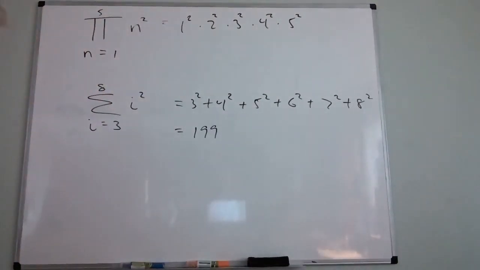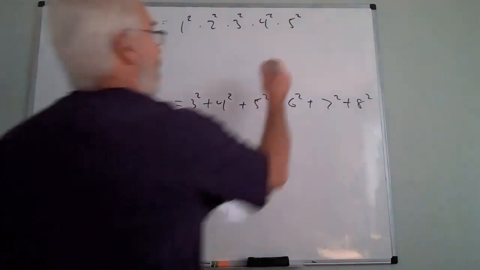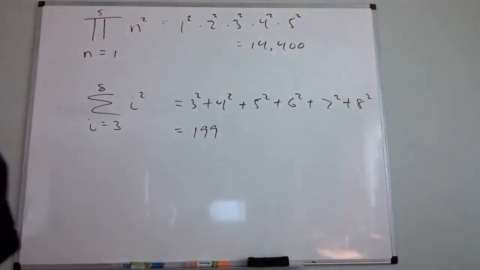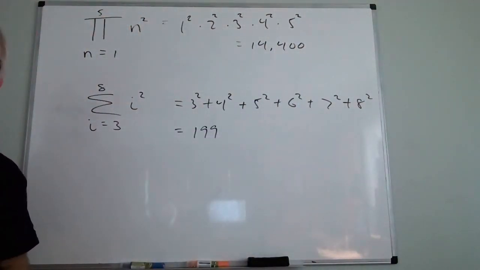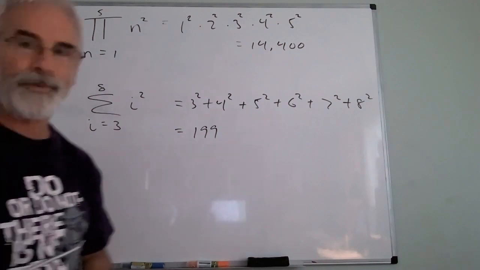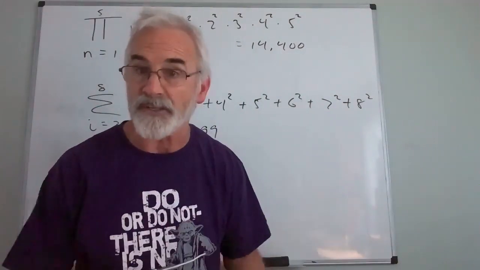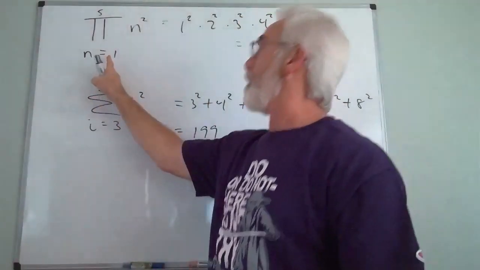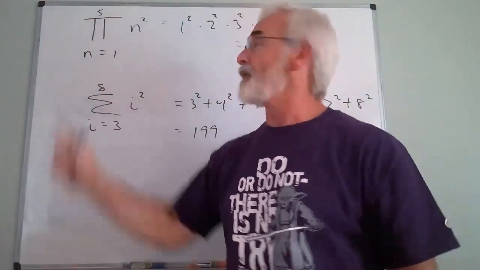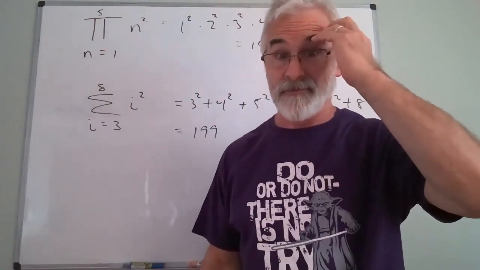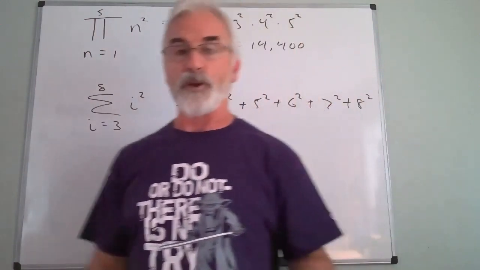So if I want to do that, that's going to be 14,400. So the capital pi's grow a little faster than the capital sigma's. When you see a capital pi, that just means product. It's not weird, it's not complicated. It just means you're going to take the product from 1 to 5 in this case. You're never going to see infinite products. You're going to have a finite number of terms, but that's it.